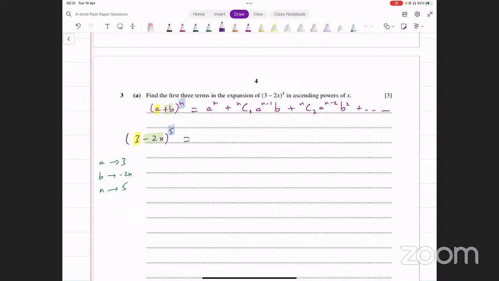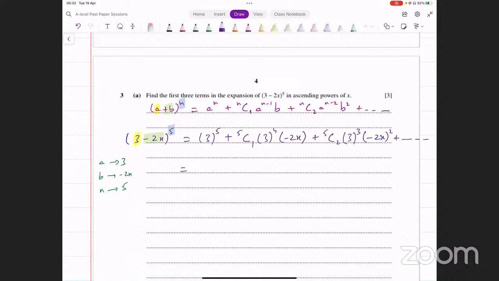Okay. A raised to power n, that's 3^5 + 5C1 into 3^4 into B, that's -2x, minus sign को नहीं भूलना यहाँ पे, + 5C2 into A, which is 3, whole raised to power 3 into (-2x) whole square, and that's it. These are the three terms that you've got. 3 raised to power 5 आपको क्या देता है?